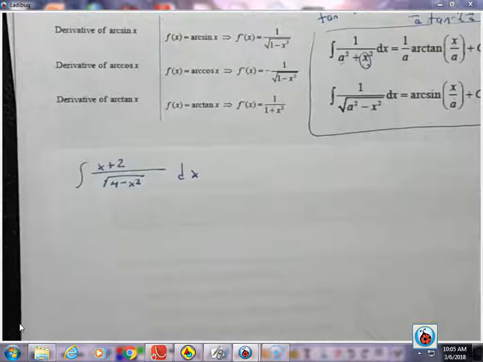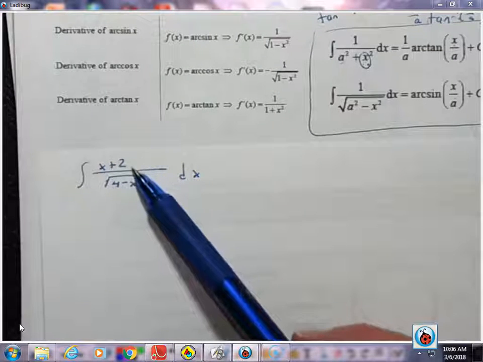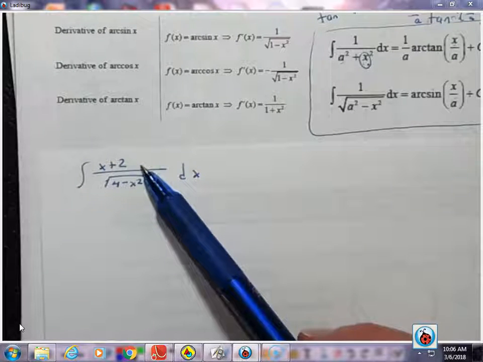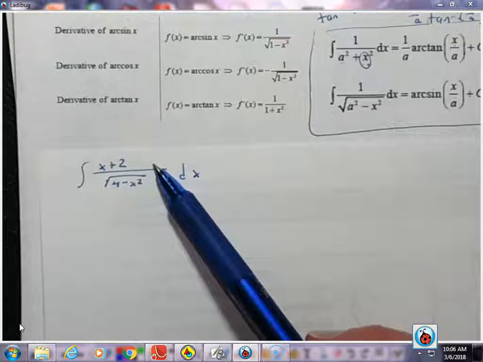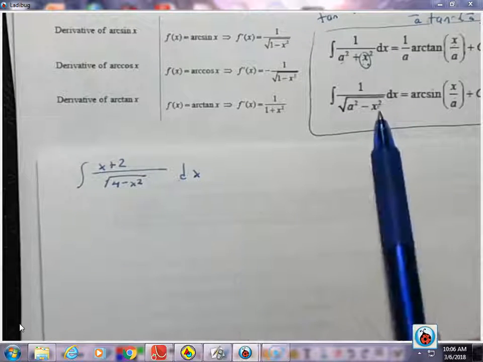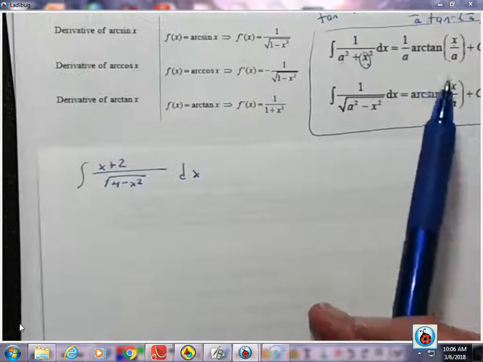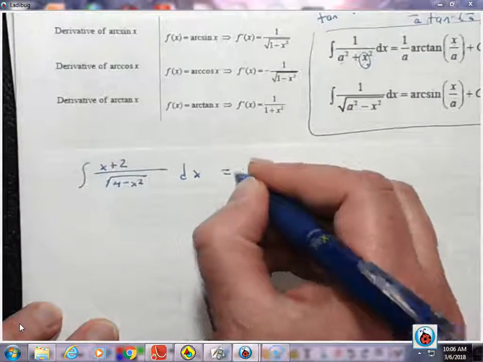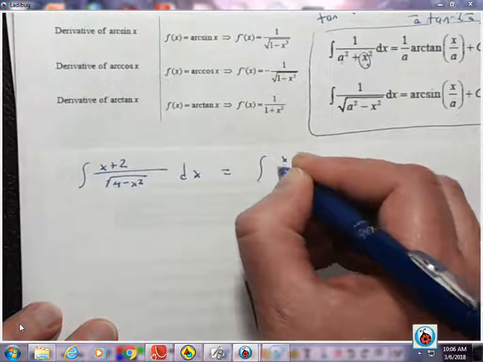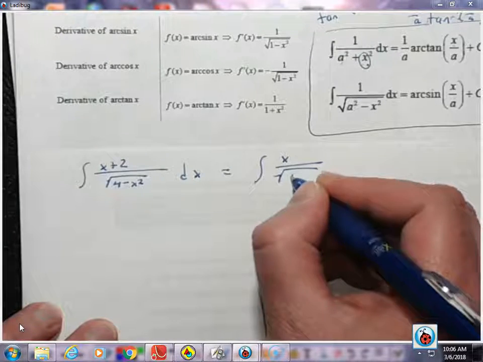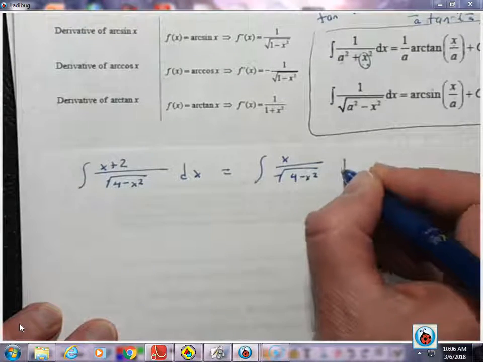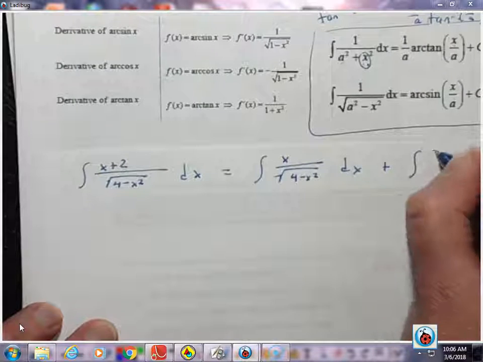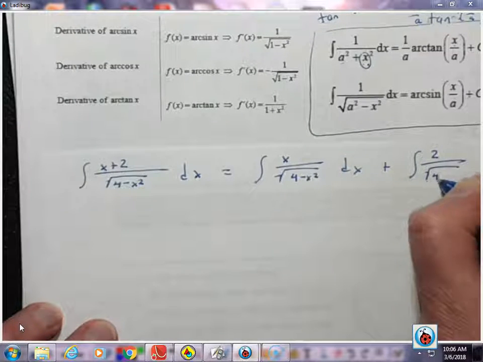Is there anything that makes it look like you're concerned about using arc sine? Yeah, this x plus 2 in the numerator, I just wish it wasn't there. Don't you? If it just wasn't there, this would be perfect, arc sine. What you're actually going to have to do on this one is split it into 2. Because you could call this x over the square root of 4 minus x squared plus 2 over the square root of 4 minus x squared.